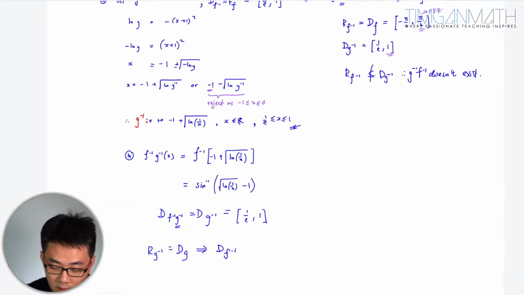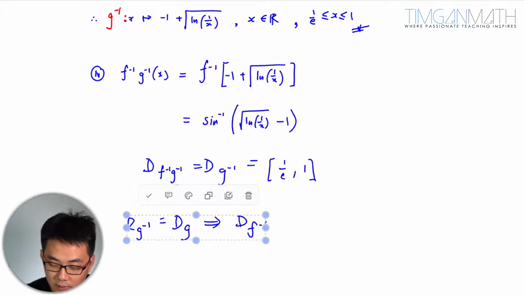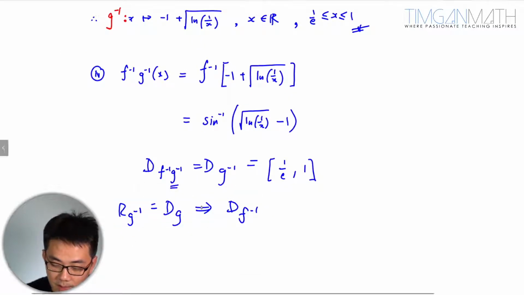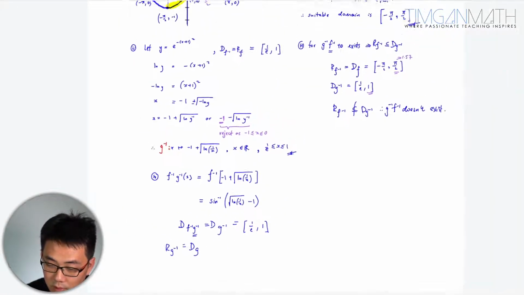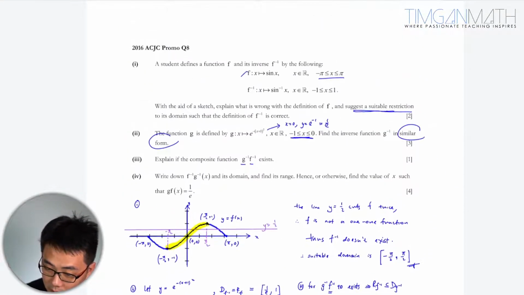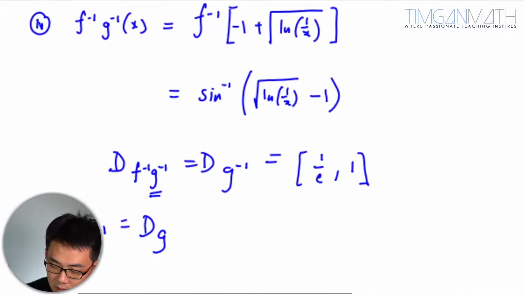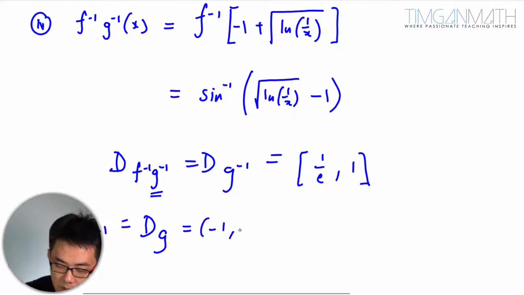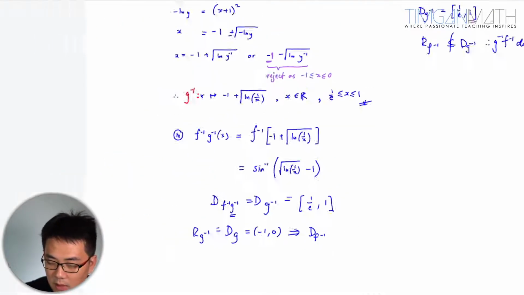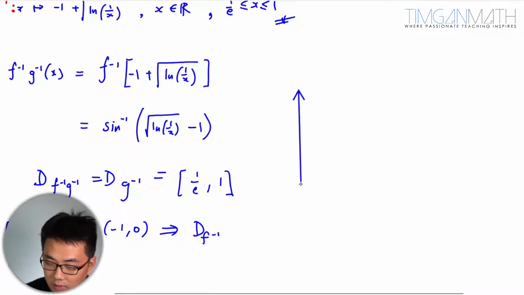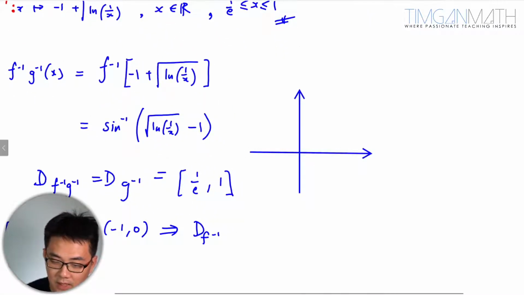Okay, but let's not confuse ourselves. The range of g inverse is actually the domain of g, which we found just now. The domain of g was given, right? Negative 1 to 0. So I'm going to fit this into the domain of f inverse. The f inverse graph looks like that, right?